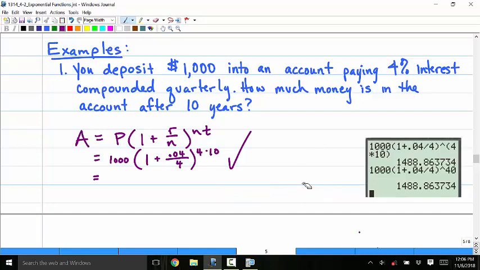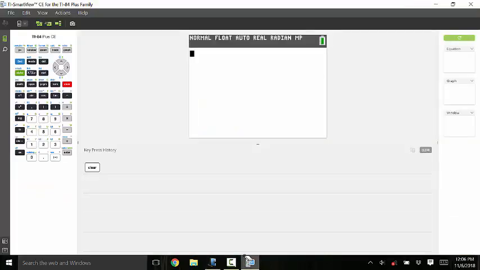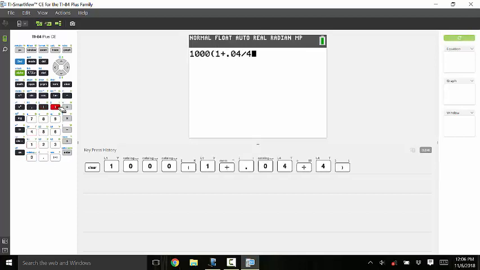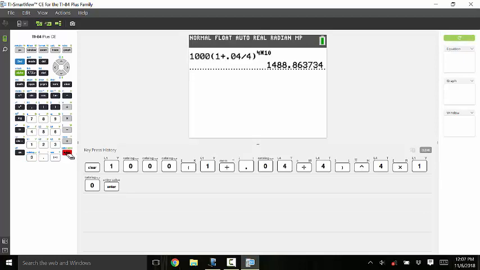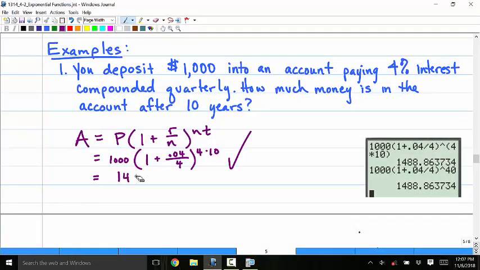But the new operating system is a little nicer for you. If you were to type in 1,000, open your parenthesis, 1 plus 0.04 over 4, and then you say raised to the power of, and you just type in 4 times 10, it keeps it in the exponent, right? Which is nice. Hit enter. 1488.86.